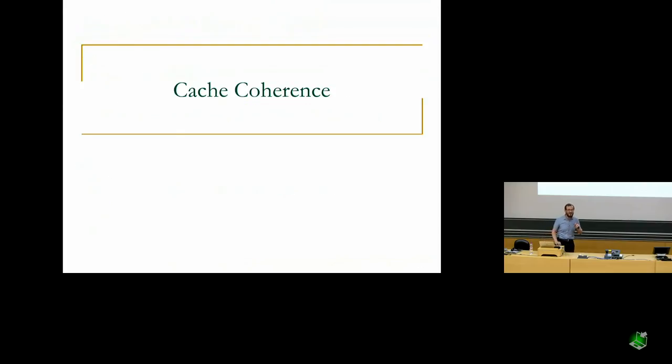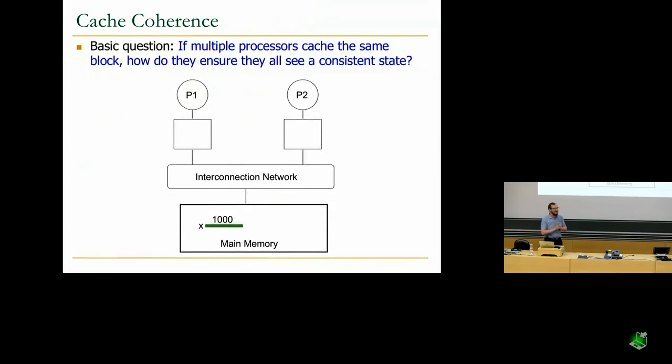Okay, let's talk about cache coherence very quickly, because I think this is a concept that you should be exposed to, but we're not going to solve the problem. I'll just give you the problem. The basic question is very simple. If multiple processors cache the same block, how do they ensure they all see a consistent state?